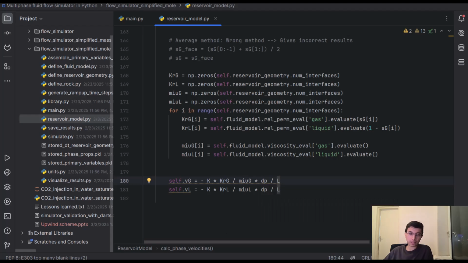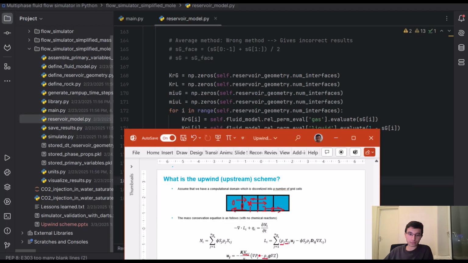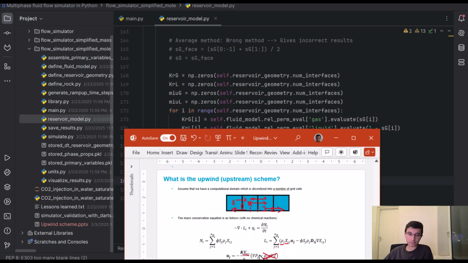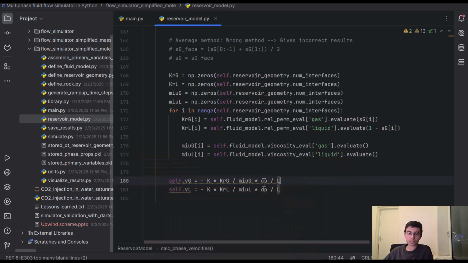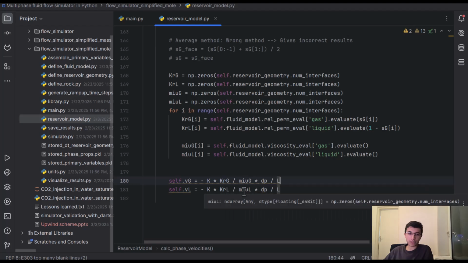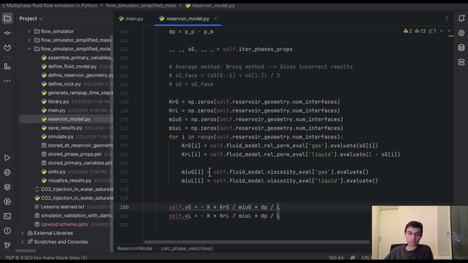All right? So we have actually ignored this term completely, and we don't have it here at all. We only have pressure difference at this point, dP here. So as I said, we need to apply the Upwind scheme to KRG and μg, or KRL and μL, and we have them here.